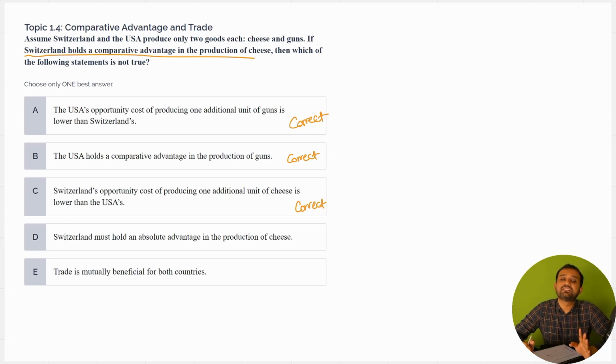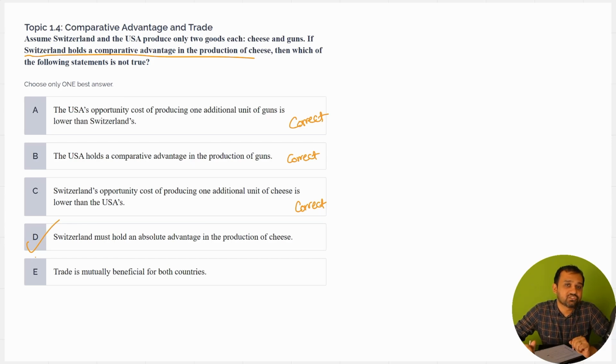Just because Switzerland has a comparative advantage in the production of cheese doesn't mean it has an absolute advantage as well. Absolute advantage actually has nothing to do with comparative advantage. So this is an incorrect statement and is the answer that we're looking for. But let's wrap up our discussion with the last option.